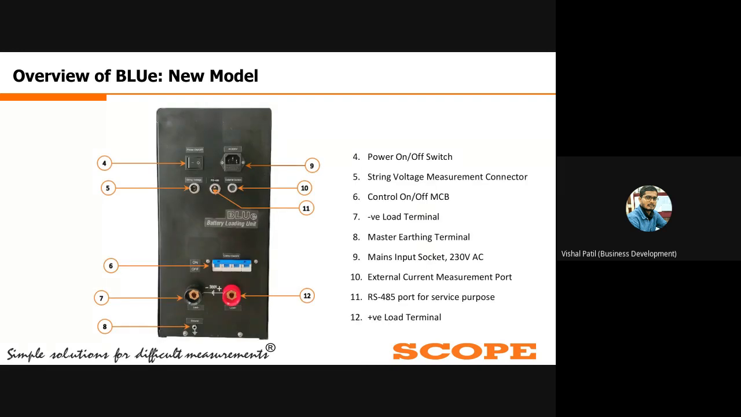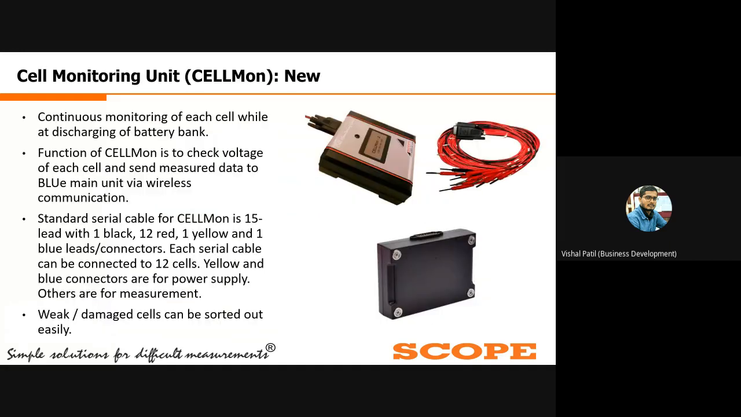So this is the backside of our new model. Next, this is the picture of the cell monitoring unit supplied by the scope. These particular cell monitoring units you can use for the discharging purpose. Each cell monitoring unit can be used for 12 cells, so you can monitor 12 cells by using a single cell monitoring unit.